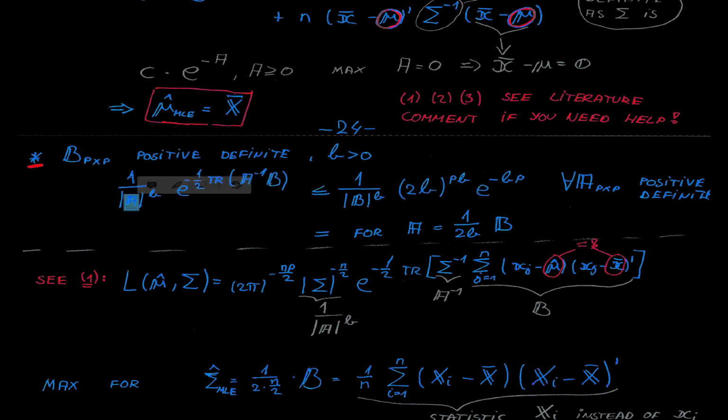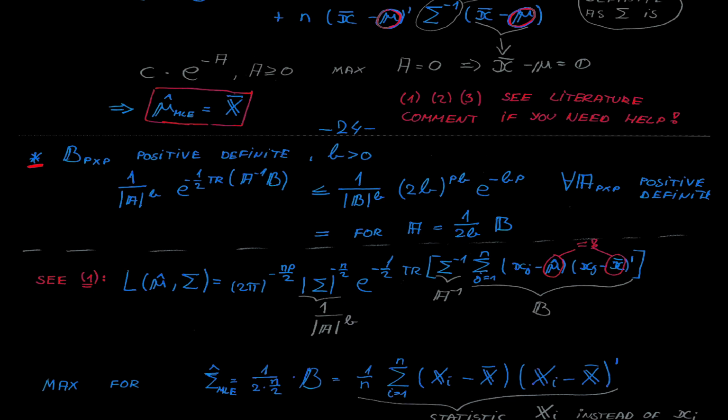So this is true for every positive definite matrix A. Equality stands for this type of matrix. So this matrix is positive definite because B is positive definite and B is different than 0. So it is larger than 0. So we have equality only when we choose the matrix like this.